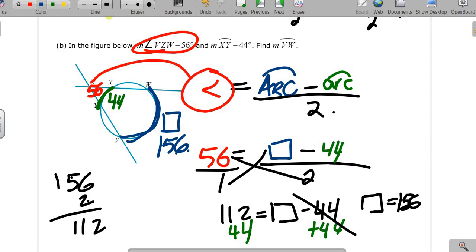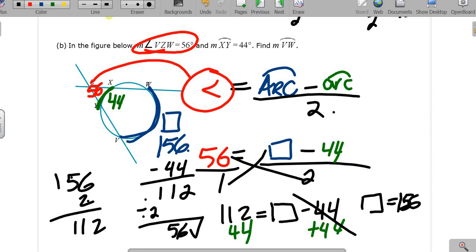Now, if all else fails, you can always double check. So we're going to do 156 minus 44. That's 112, divided by 2, and we get 56. There's our check.